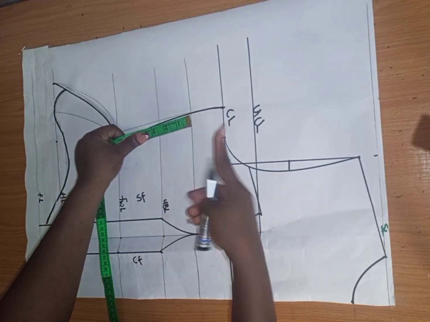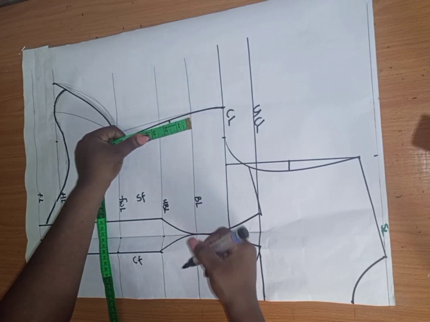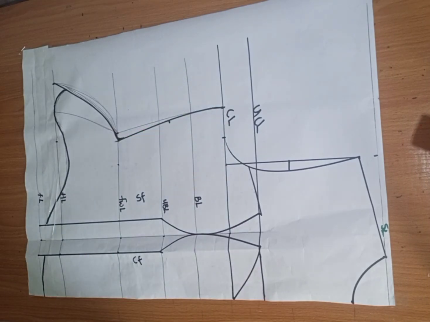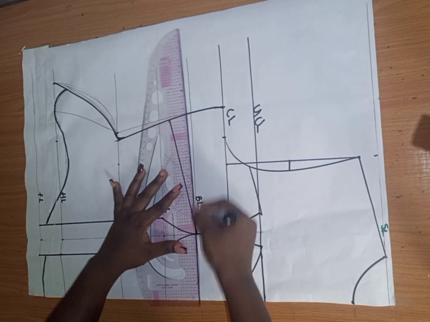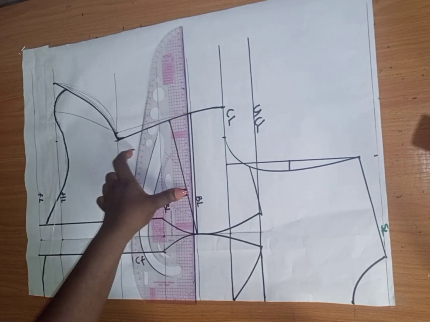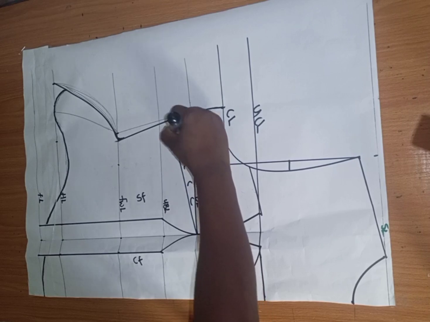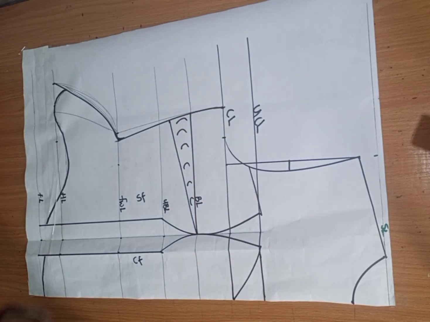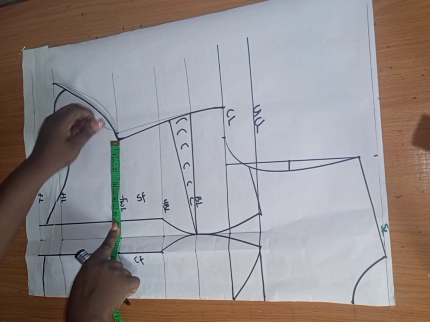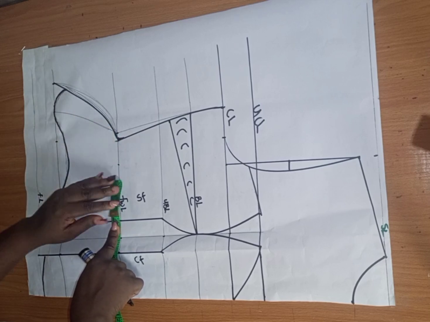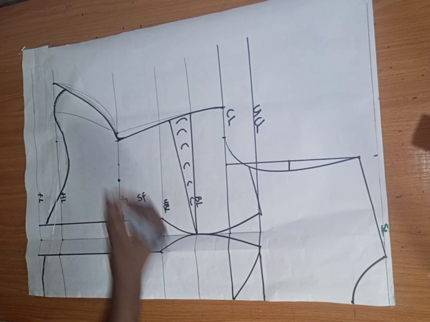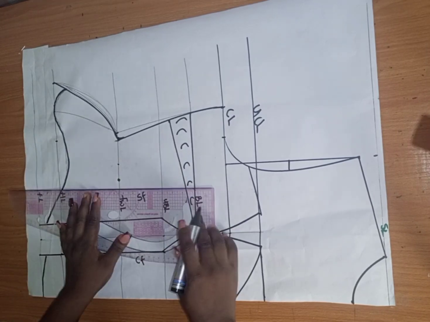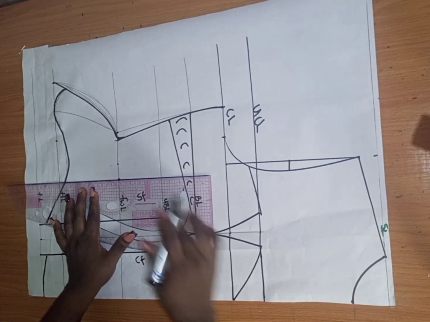Now the next thing I'm going to do, at the side below my bust line, I will come down by 1.5 inches to get my side. Now I'll connect it this way because I'm going to be closing the side dart. Now the side dart is the difference between your front half length and your back half length. Now I'll divide the side front by 2. After dividing it by 2, I'll rule a straight line all the way from the under bust line to the hip line like so.